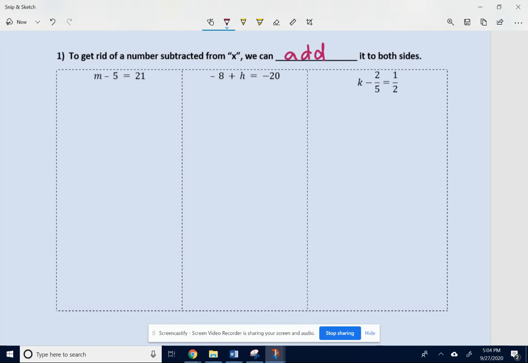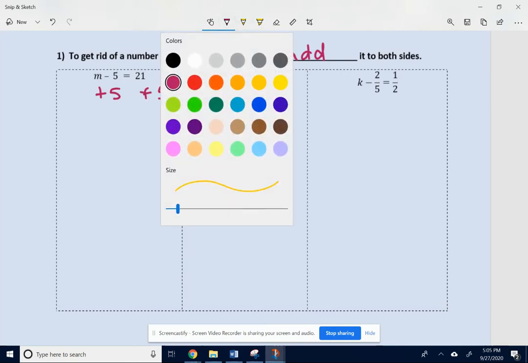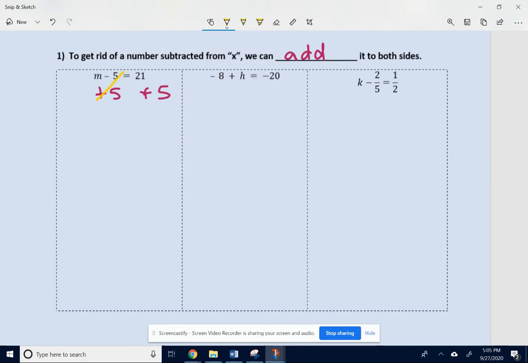m minus 5 equals 21. I'm trying to figure out what number would make that true. I want to know what number minus 5 would give me 21. I know you could do this in your head, but the way we're going to do it, we're going to look at the subtracted 5. To get rid of the subtracted 5, we're going to add 5 to both sides, because the subtracted 5 and an added 5 will actually go away.